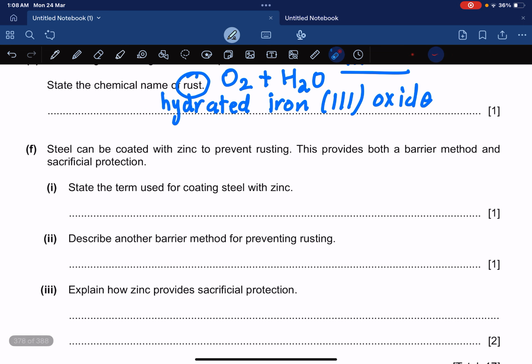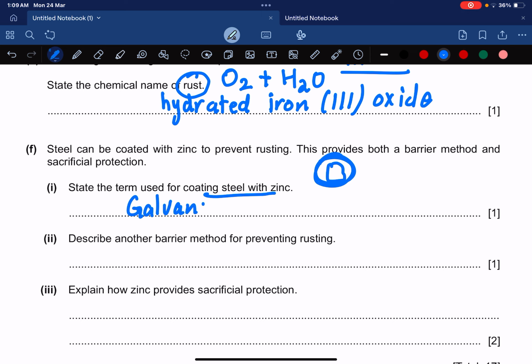Let's move on. Steel can be coated with zinc to prevent rusting. This provides both barrier method and sacrificial protection. State the term used for coating steel with zinc. That's obviously, when you coat iron with zinc, that is called galvanizing. Okay. Describe another barrier method to prevent rusting.